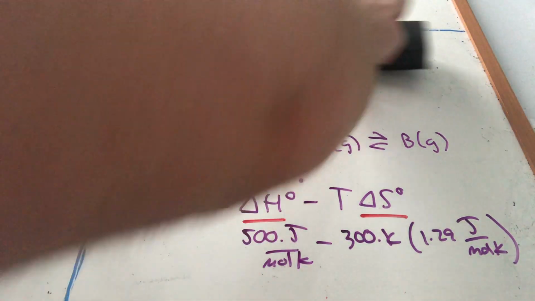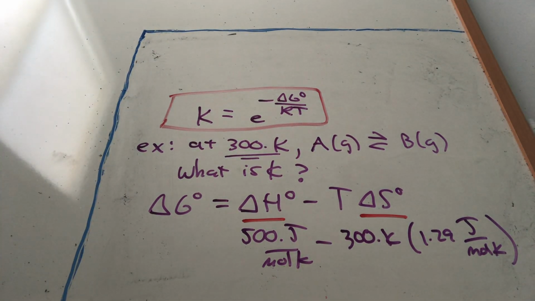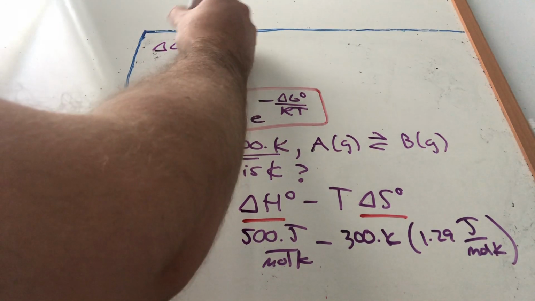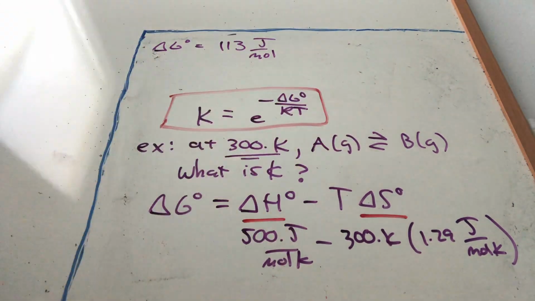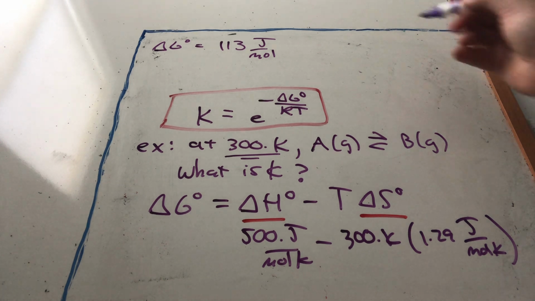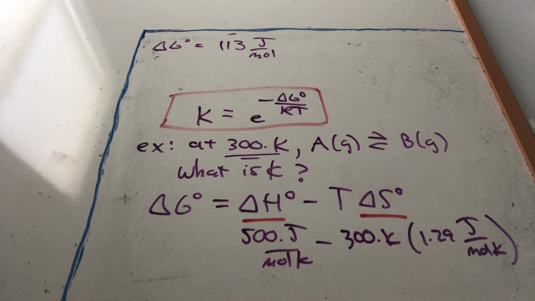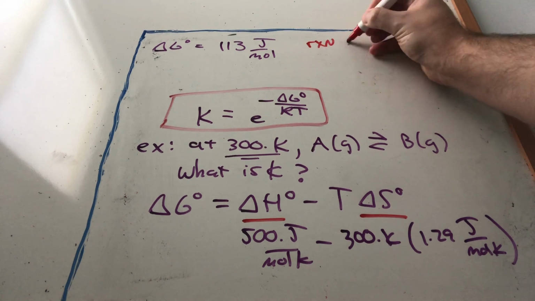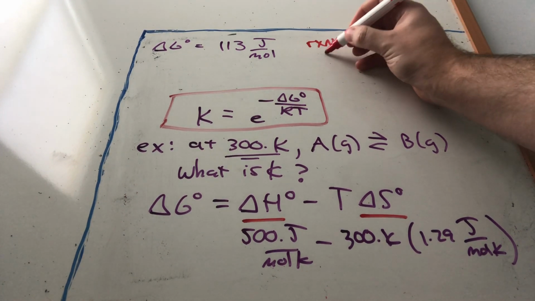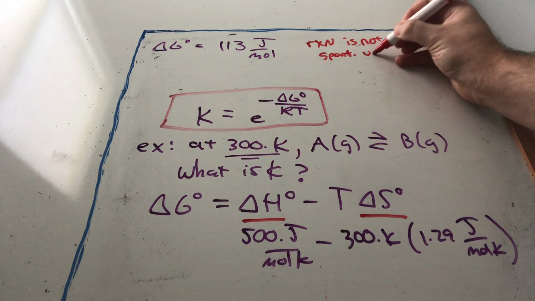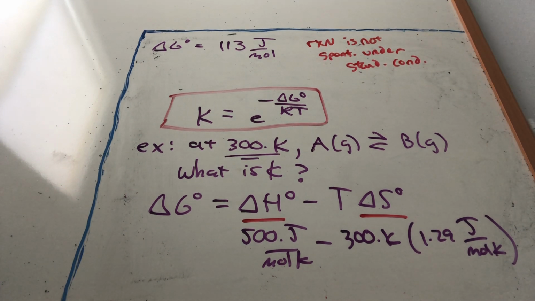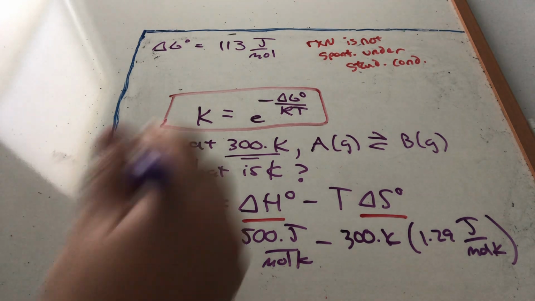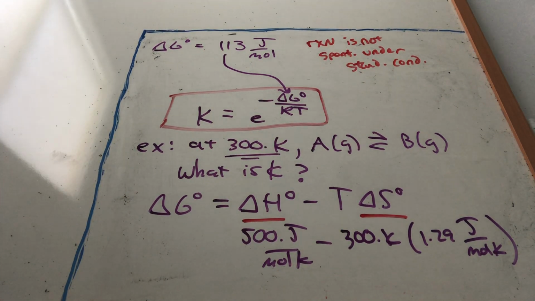And when I do this, I get that delta G naught is equal to 113 joules per mole, which is interesting, right? I'm going to write this down off to the side. What this tells us is that the reaction is not spontaneous under standard conditions. Now, we don't need that for this problem, but we are going to analyze the results of this problem in a bit. So this delta G naught now is the only thing that we need to calculate K.